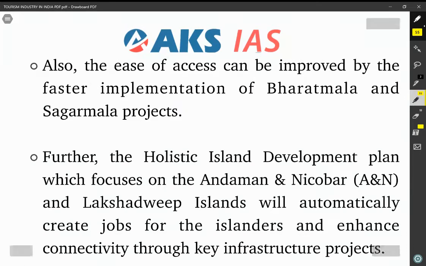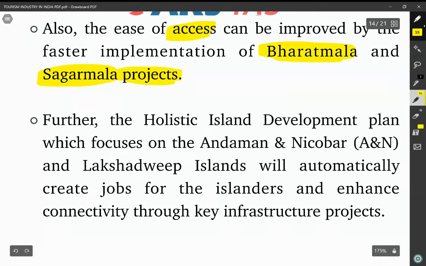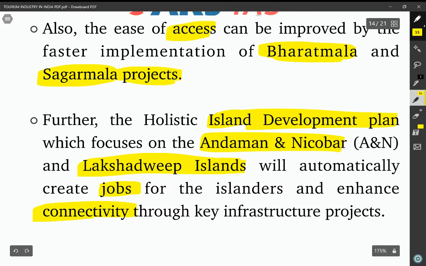Next, the ease of access can also be improved by faster implementation of the Bharatmala and the Sagarmala projects. Further, the Holistic Island Developmental Plan, what is this? It focuses on Andaman and Nicobar and Lakshadweep Islands, and will automatically create jobs for the islanders and enhance the connectivity through key infrastructure projects.